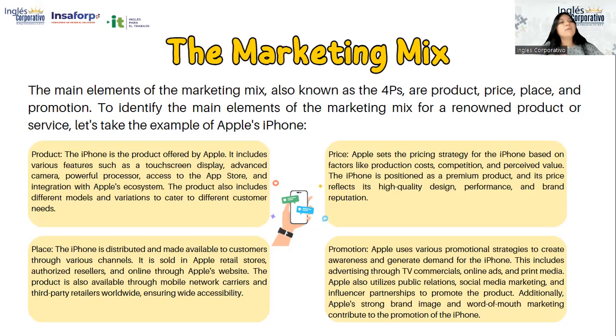Okay, thank you. All right, so guys, the marketing mix is basically those four elements, yeah? So the product, the price, the place, and the promotion, yeah? So in this case, we are identifying each element of the marketing mix with this example. Of course, we can adapt any type of company, okay? But in this case, we are talking about Apple's iPhone, yes? And the iPhone is the product offered by Apple. So this one is the product. What do they offer? The iPhone, yes. What does it include?